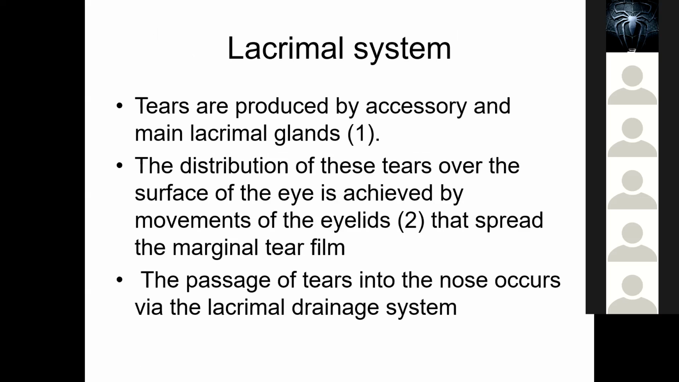So this just emphasizes what I've already explained. Tears are produced by the accessory and main lacrimal glands. The distribution of these tears over the surface of the eye is achieved by movement of the eyelids that spread the marginal tear film. And the passage of the tears into the nose occurs via the lacrimal drainage system. And that is what I've said leads to you having a runny nose when you are crying, all right?